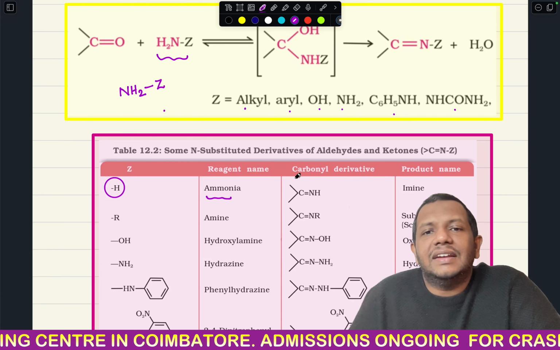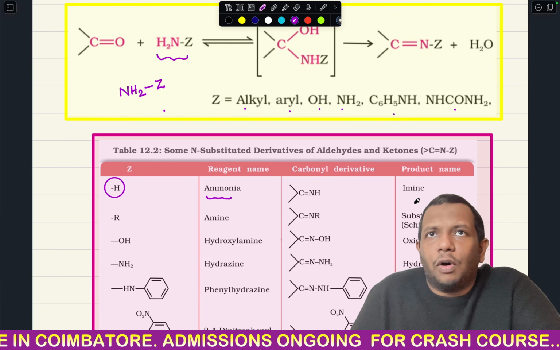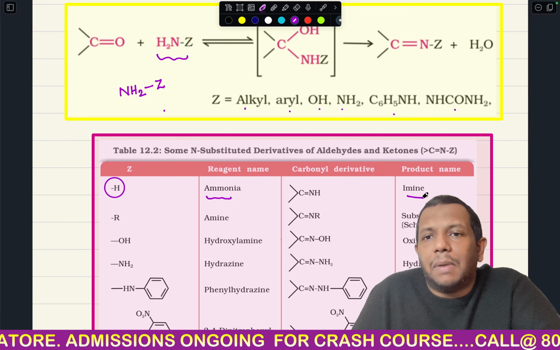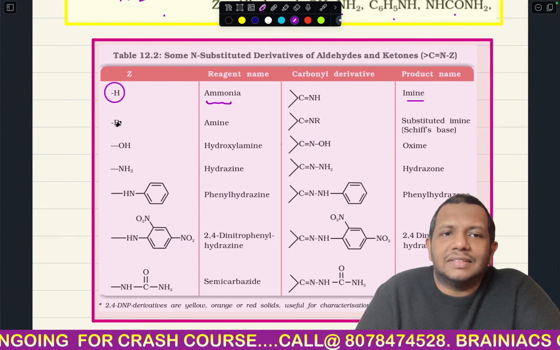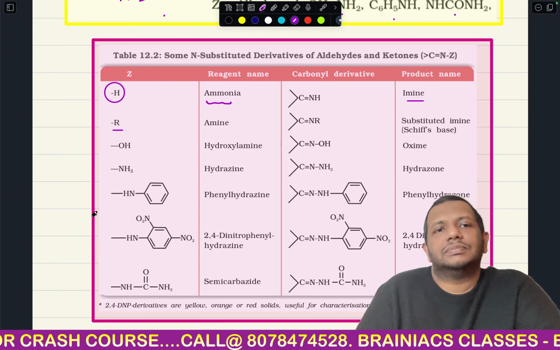In that case, aldehydes and ketones react with that to form a product called imine. I will explain the mechanism, don't worry. Now I am going to replace this Z again with an alkyl group.